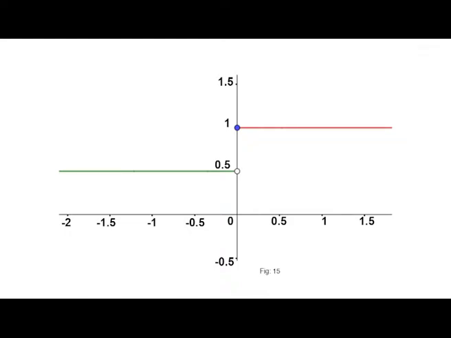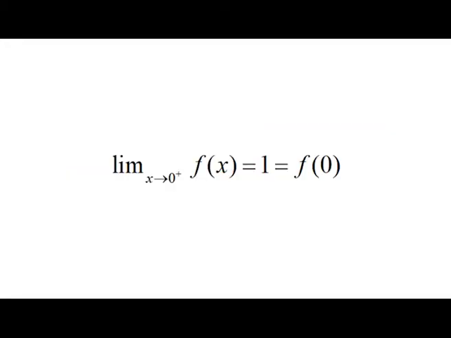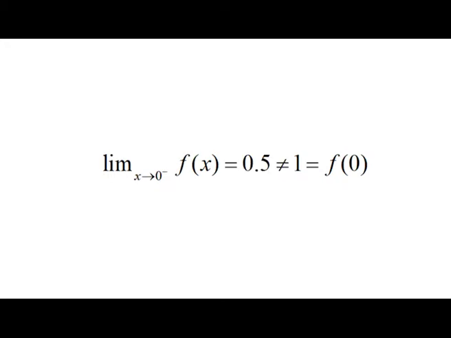The step function graphed in figure 15 is right continuous at x equal to 0, since limit of f of x as x approaches 0 from the right is 1, equal to f of 0. But it is not left continuous because limit of f of x as x approaches 0 from the left is 0.5, which is not equal to 1, which is equal to f of 0. Hence, f is not continuous at the point 0 also.